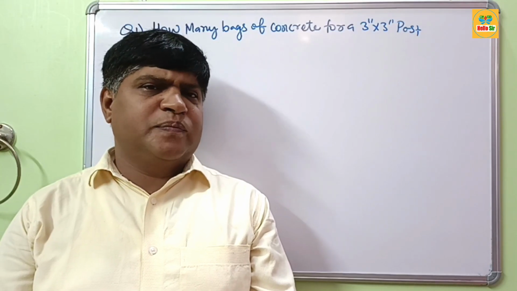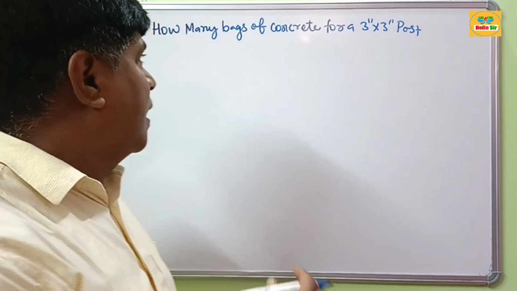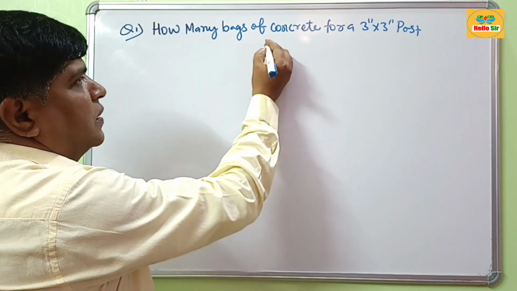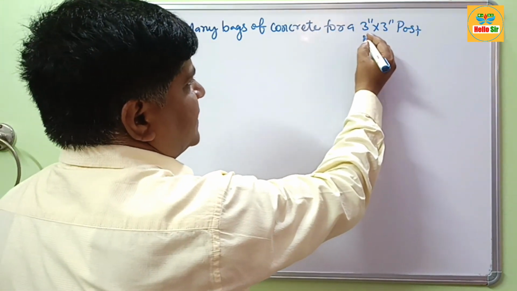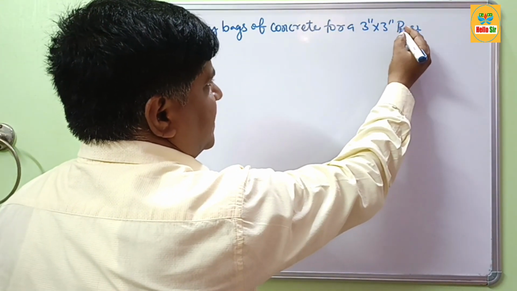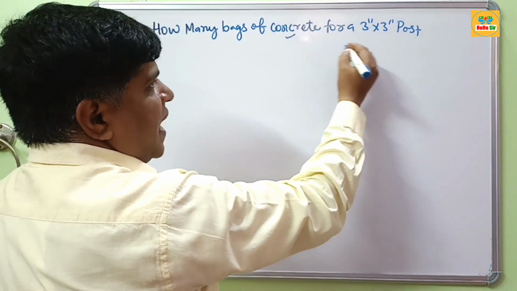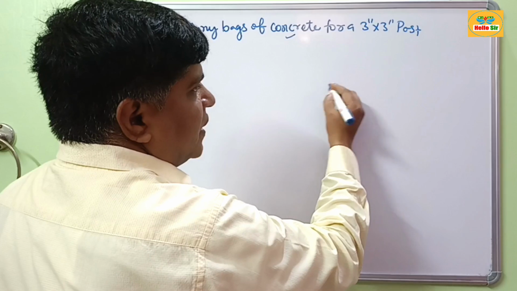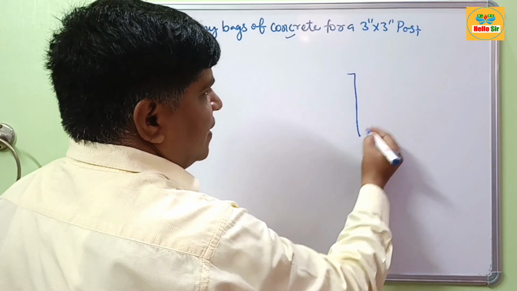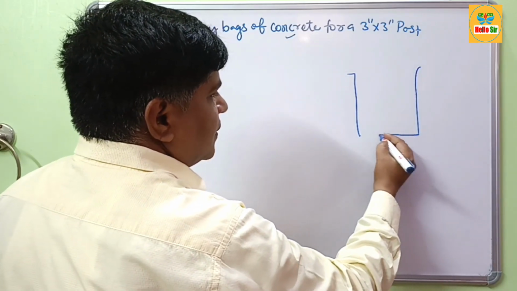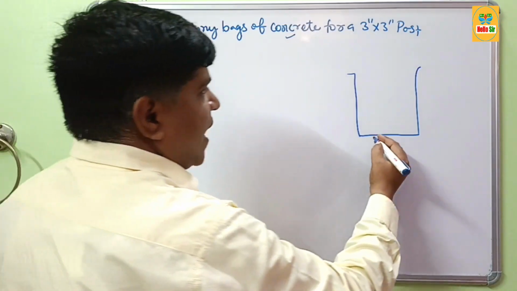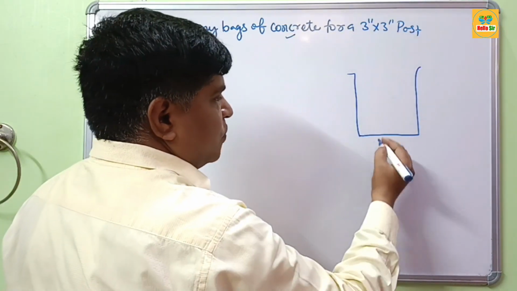Hi guys, in this video we learn how many bags of concrete I need for setting a 3 inches by 3 inches post. It means how much concrete is required for this post. Suppose you dig out the soil, this is your required hole for the setting of this post.